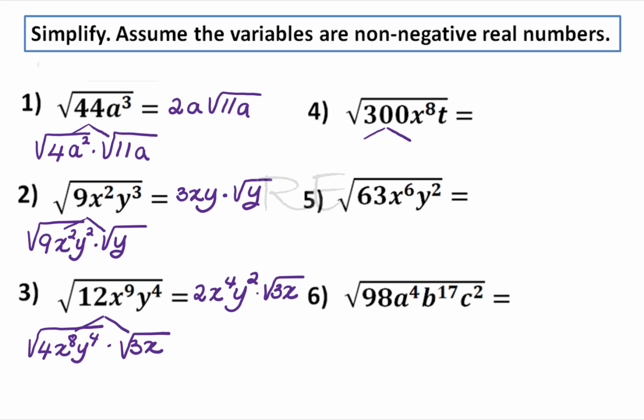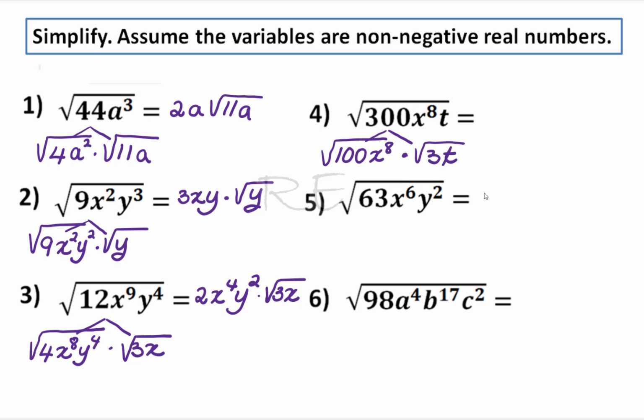300x to the 8th t. 100 is a perfect square multiplied by 3. X to the 8th is even, it's a perfect square. And t is not a perfect square. So the square root of 100x to the 8th will be 10x to the 8 divided by 2, which is 4, multiplied by the square root of 3t.